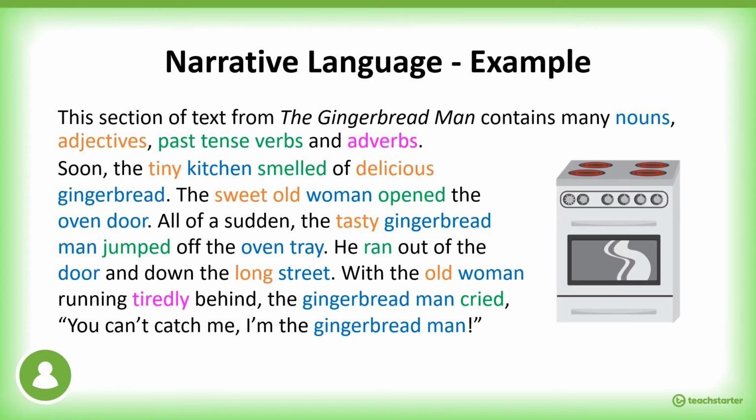Here we have an example of the text, the gingerbread man, and you can see that it's got lots of nouns, adjectives, past tense verbs and adverbs, and they're clearly color-coded for you to see.